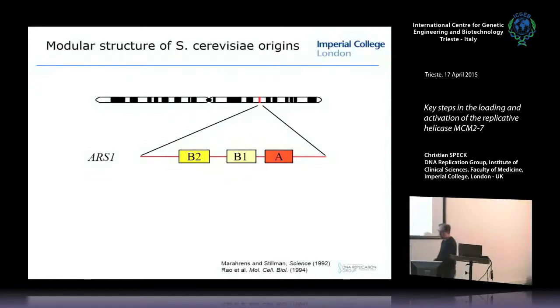we study DNA replication in budding yeast because replication origins in eukaryotes are fairly poorly understood, with the exception of yeast, where genetics were able to identify conserved elements, so an essential A element and important B elements, and those two B elements together become essential as well. And that was in 92, and they were defined, and they are called autonomously replicating sequences, or ARS for short.